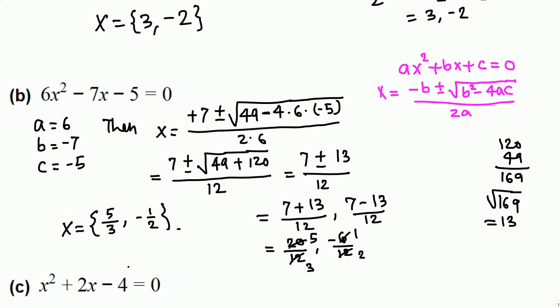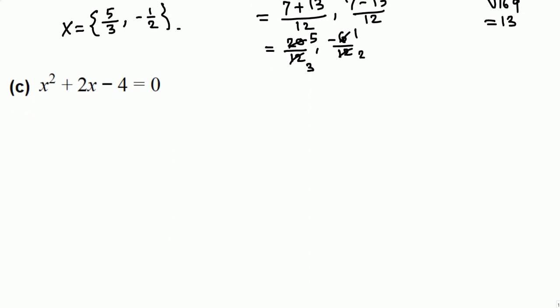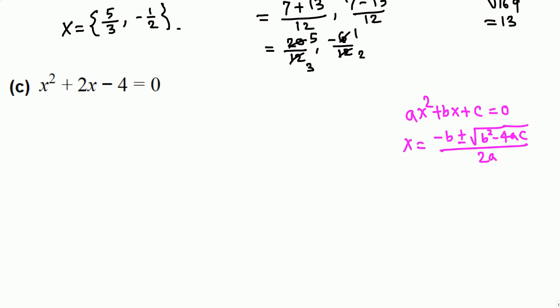Let's move to the third question now. Let me put the formula over here. When we have ax squared plus bx plus c equals 0, then x is given by negative b plus or minus the square root of b squared minus 4ac over 2a. For this question, a is 1, since x squared has no number, which means 1. b is plus 2, just 2, and c is minus 4.